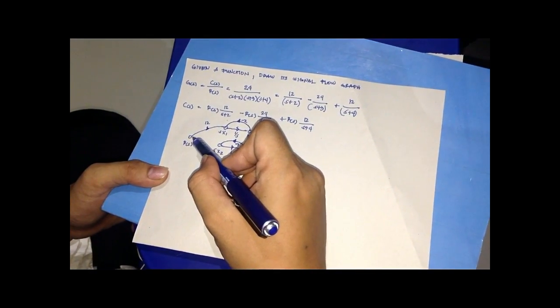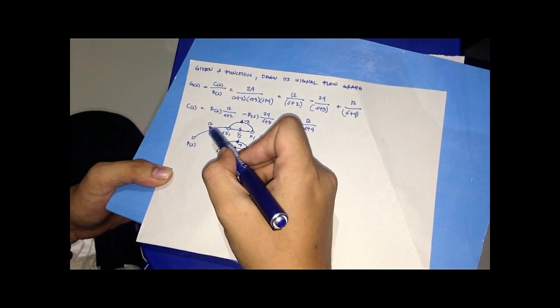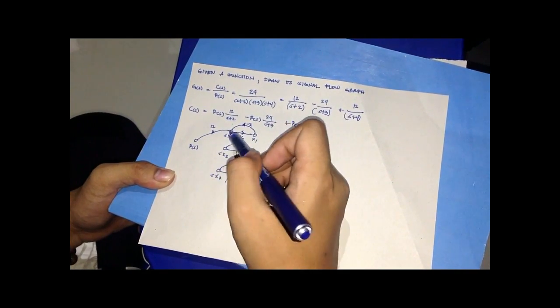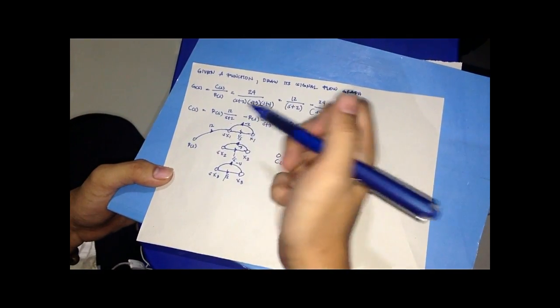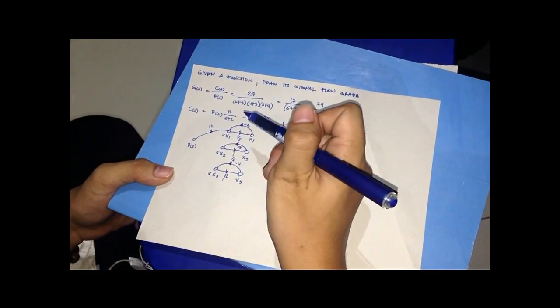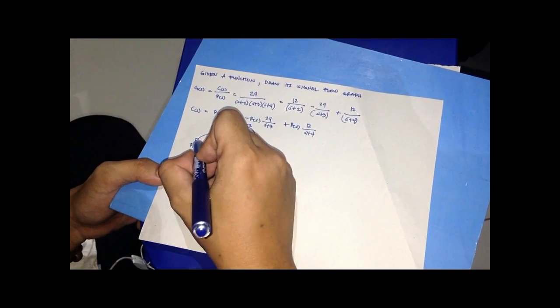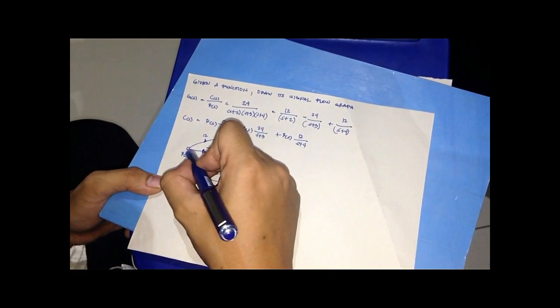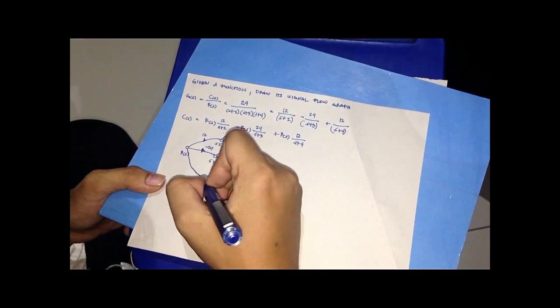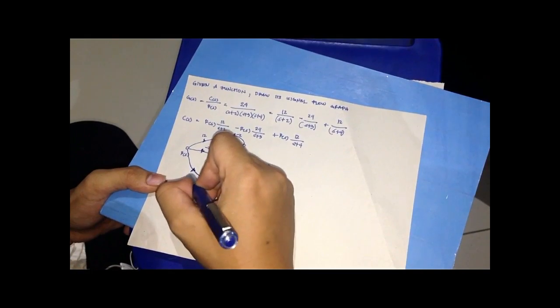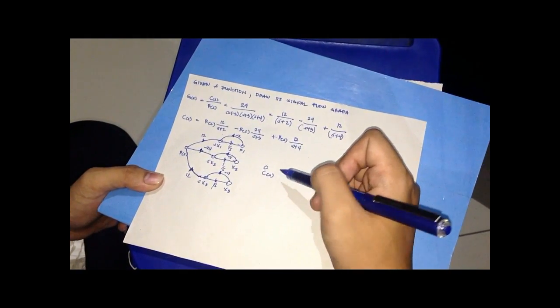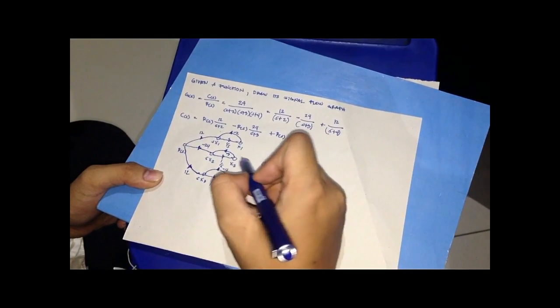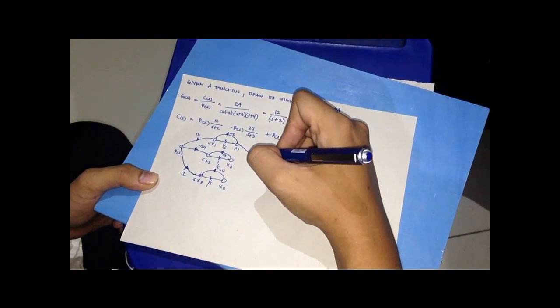From the input signal R of S to sx sub 1, there will be 12. And then from the input signal R of S to sx sub 2, there will be negative 24. From input signal R of S to sx sub 3 will be 12. Since C of S is the sum of the three terms, we'll just connect them with a branch.